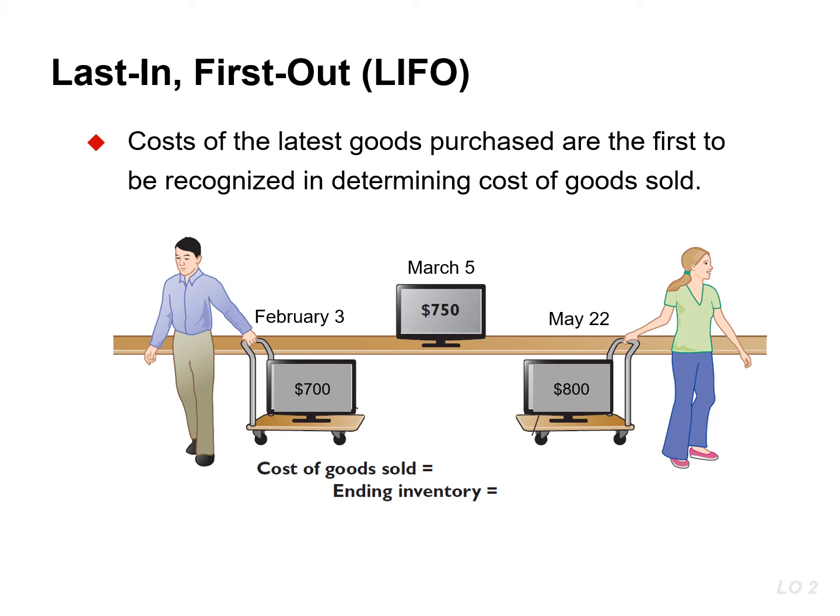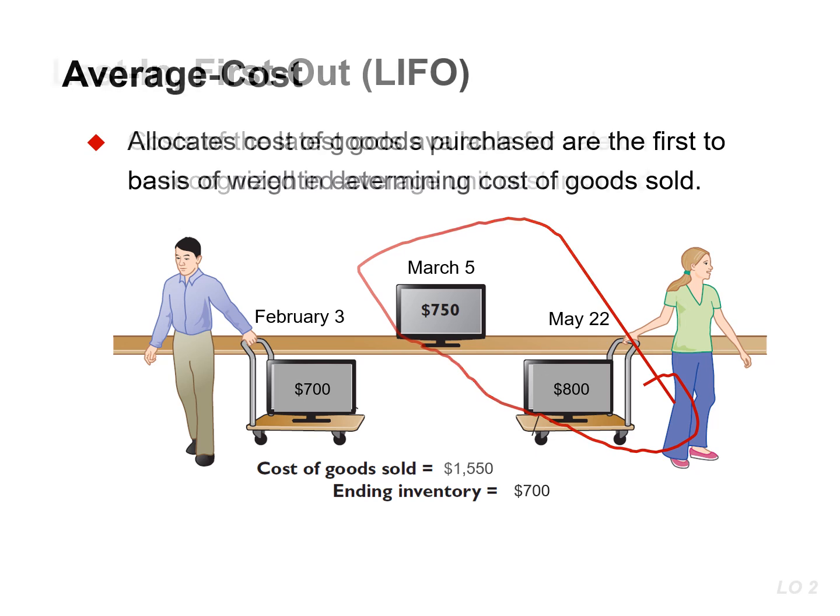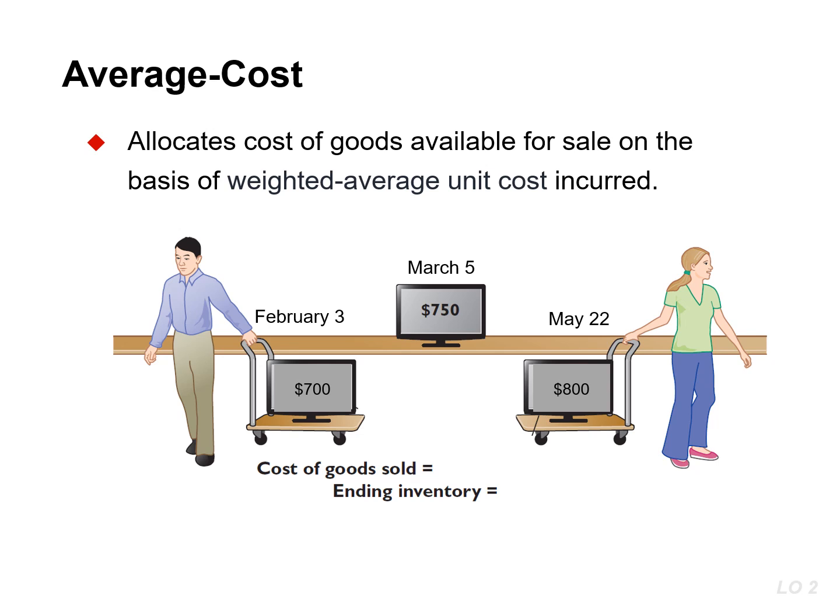So in this example, the May 22nd and the March 5th purchases would be assigned to the cost of goods sold. Again, if you take $750 and add that to $800, you arrive at $1,550. Under this method, the oldest units remain in ending inventory, so the February 3rd purchase of $700 would be assigned to ending inventory. The average cost method uses the weighted average unit cost.